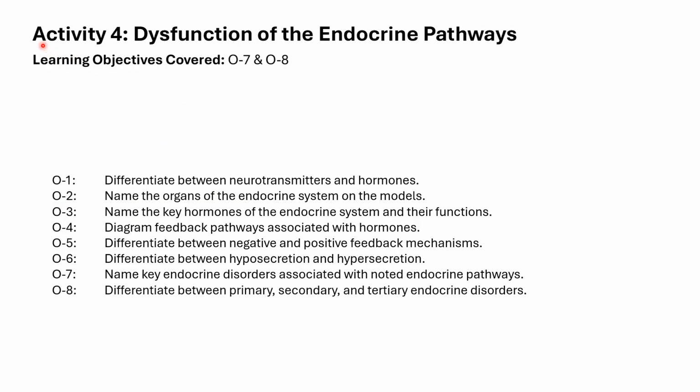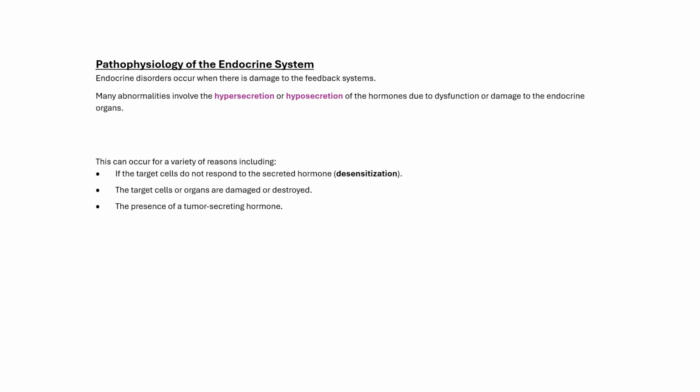Now let's come to activity number 4. In activity number 4, we are going to cover objectives number 7 and 8. Objective number 7 is to name key endocrine disorders associated with the endocrine pathways. And in number 8, we have to differentiate between primary, secondary, and tertiary endocrine disorders.